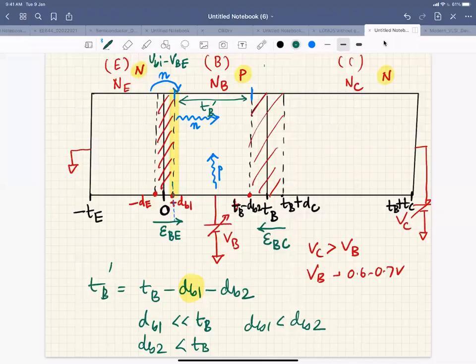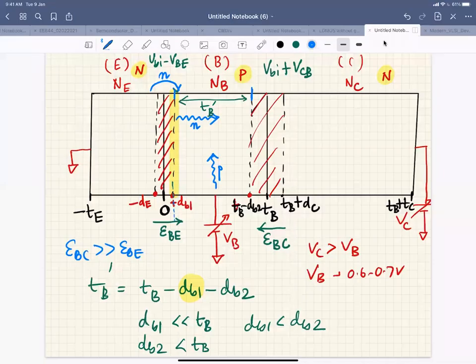But the voltage drop in this junction is VBI plus VCB, right? Because this junction is reverse biased, I have a higher voltage drop in the base collector junction than the base emitter junction, right? So if you calculate the electric field, and you can easily calculate it if you know the doping, your EBC is higher than EBE. So you have a very high electric field at the base collector junction, right?